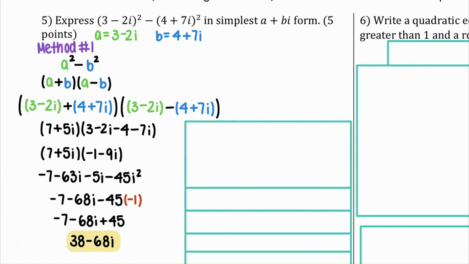Okay, so that's method number 1 if we choose to interpret it by a difference of 2 squares.